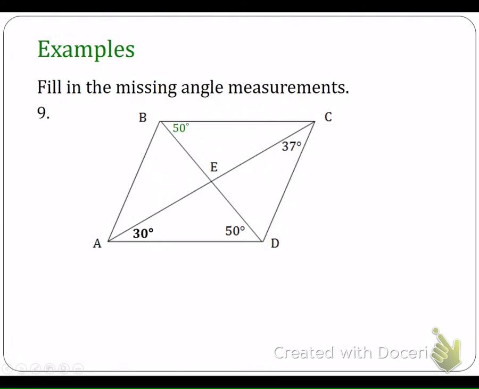So there we get a 50. There we get a 37. And up top we get a 30. Again, you go across the diagonal to the other side of the figure. 50 and 50, 37, 37, 30, 30.